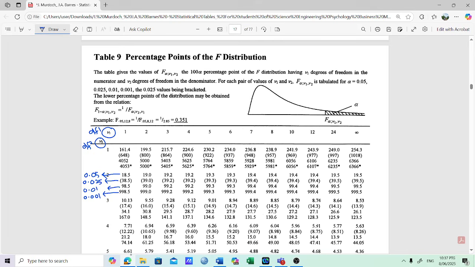Okay, let's give an example. Let's take alpha 0.05, F 0.05, and let's say that degree of freedom number 1 is equal to 3 and degree of freedom number 2 is equal to 4. Then you find the value at 3 and 4. So 3, 4 with alpha 0.05 gives you the value 6.59.